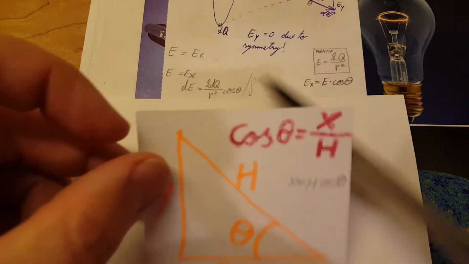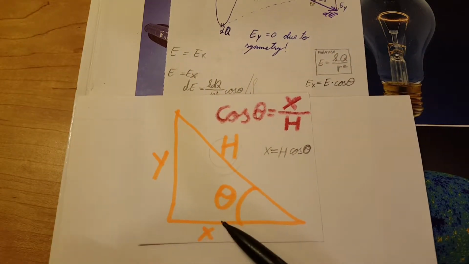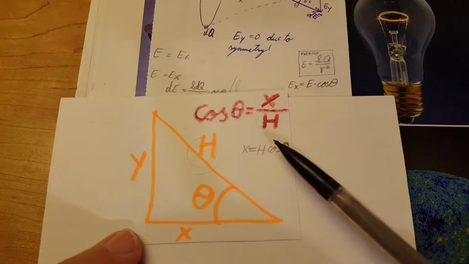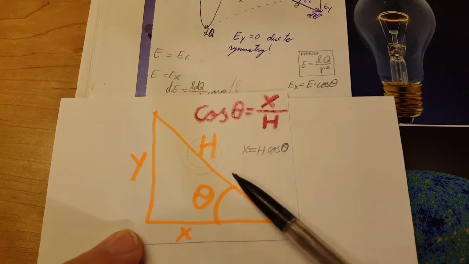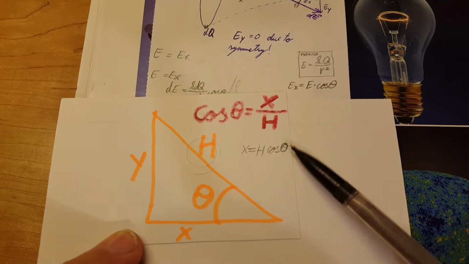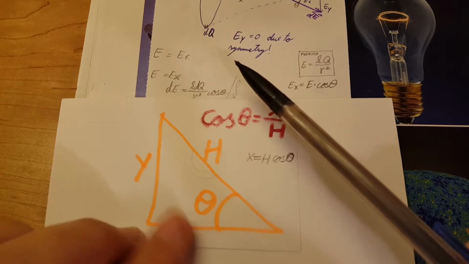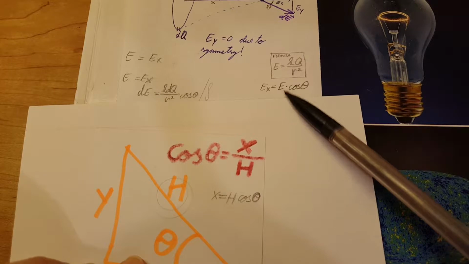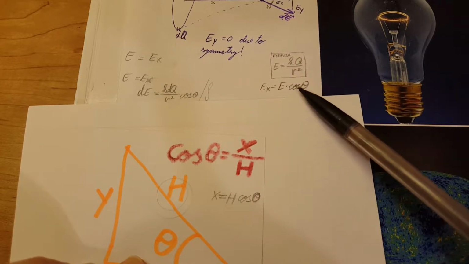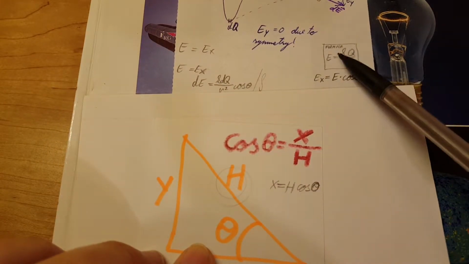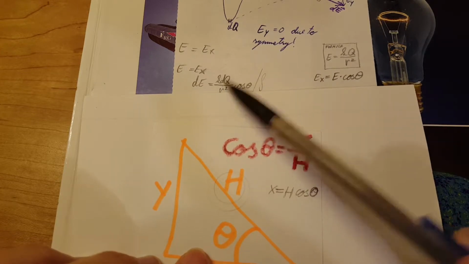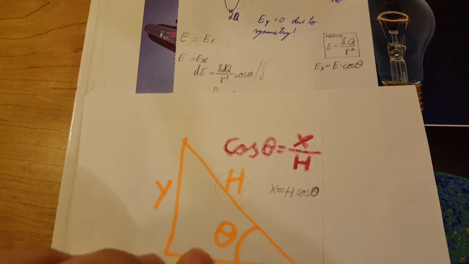A little update from geometry or trigonometry: the cosine of this angle we can see is x over h. Solving for x, h times cosine theta. For us, h is our dE. So therefore dEx equals dE times cosine theta. Into this one we'll plug in this one. This goes here, and that's why we have this.